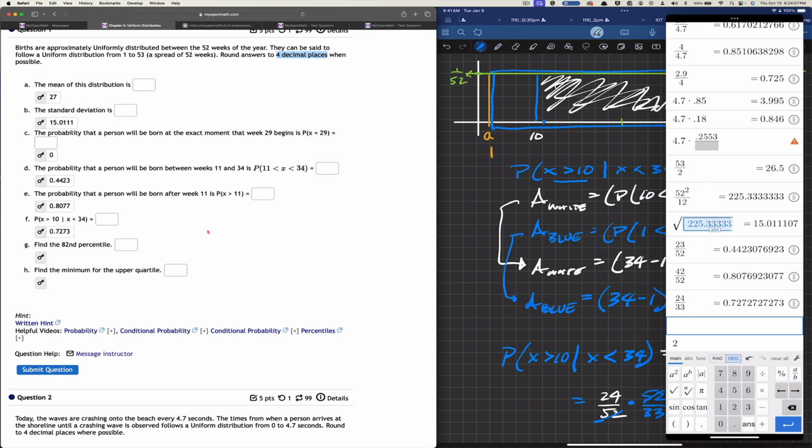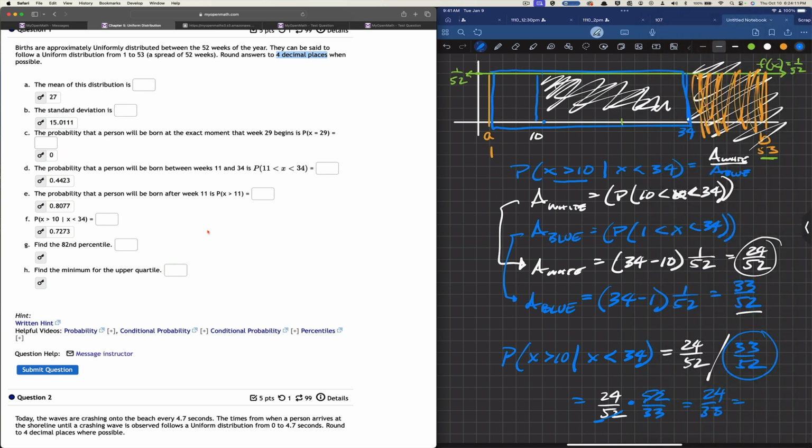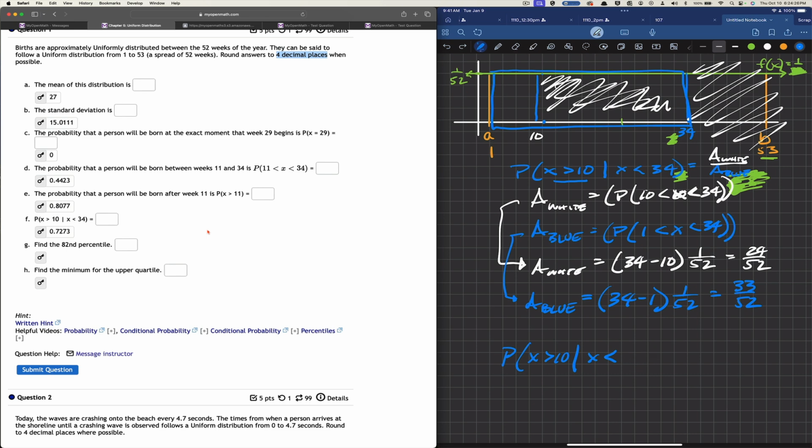Okay? Rounded to be 72.73. Okay, so I'm going to back all this out of here because there's a whole bunch of scribbling. Oh yeah, it is. Okay, so as I do this, the next part is find the 82nd percentile. So remember, 82nd percentile is 82 and below. So I'm trying to find the number that represents the 82nd percentile.